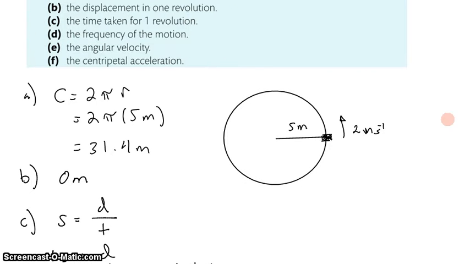Part E asks for the angular velocity. Angular velocity is the number of radians crossed per second. It's a rate of change in angular displacement with time, as opposed to a rate of change in position with time. So as we go around this circle, we're going to rotate through 2 pi radians. And the angular velocity is going to give us a measure of how quickly that happens. So it's the number of radians crossed per second.